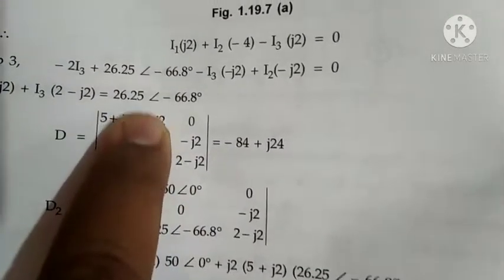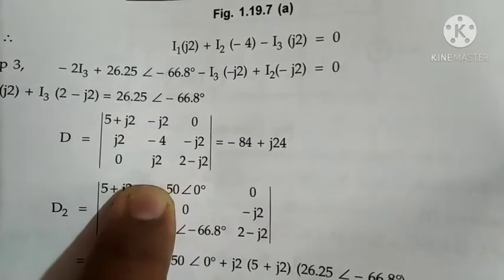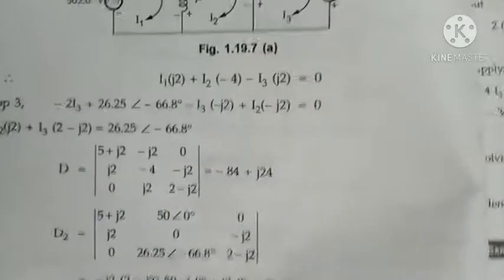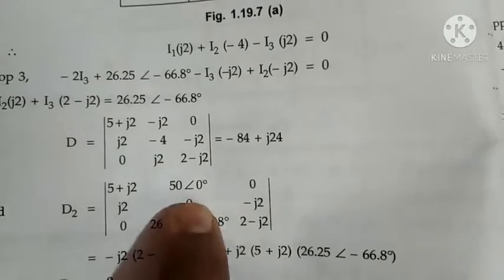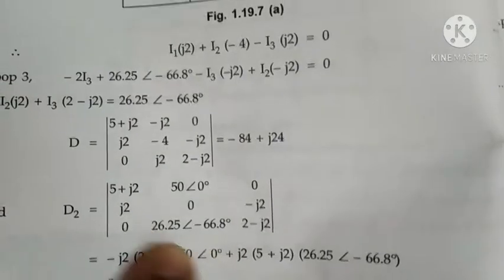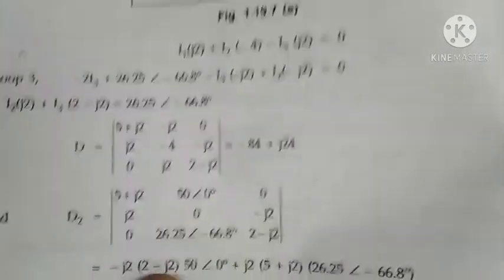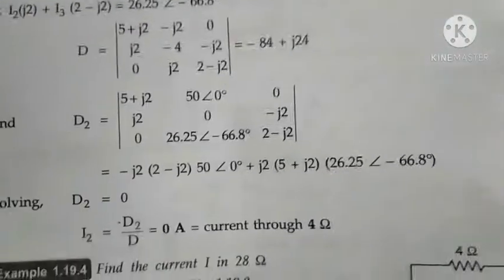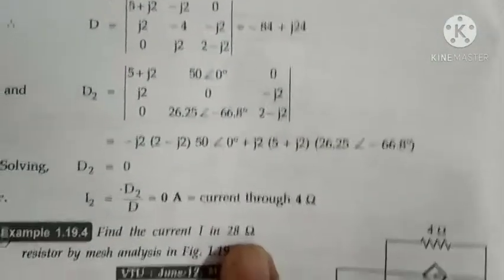See, the j minus j4, minus 4 j2 column is there. I replace this one by the constants, that is the constants of the three equations: 50 with angle 0, 0, and 26.25 with an angle 66. So now I will go for simplification. While simplifying, you can put the calculator in complex mode. In the calculator, you know, there is a mode called complex mode.